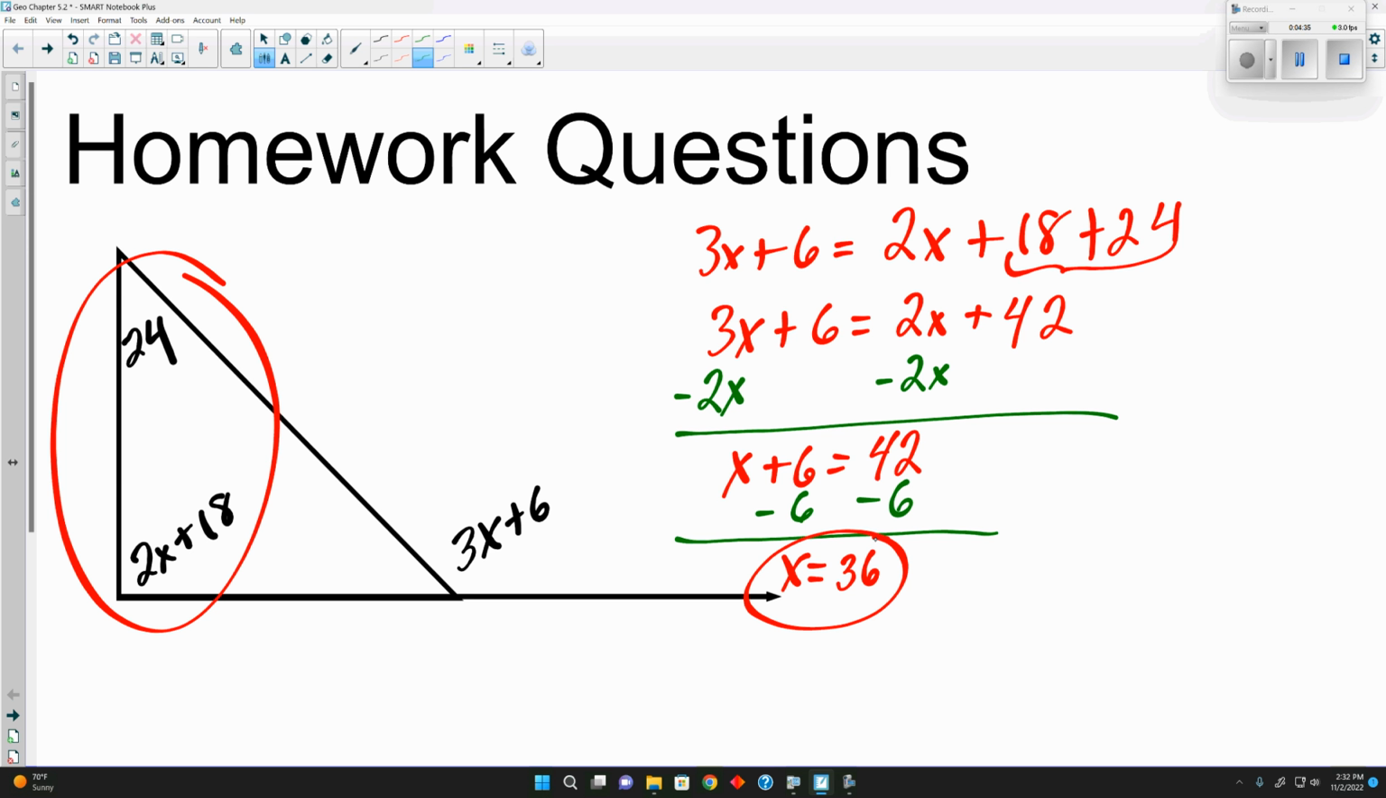Now it asks for the measure of the exterior angle. So here we're going to do 3 times 36 plus 6. Well, 3 times 36 is going to be 108, plus 6 should be 114. Six, 8, carry the 1, 9, yep, 114.